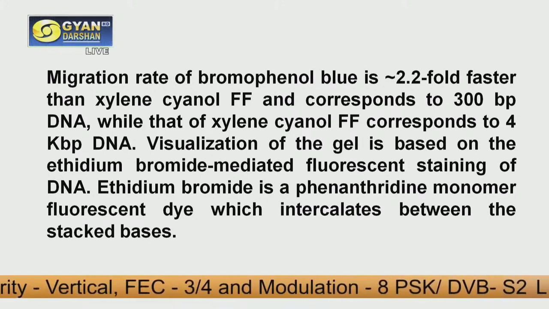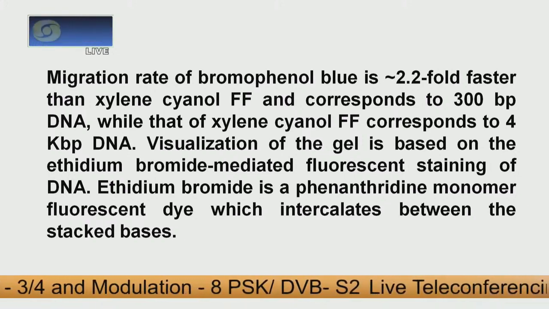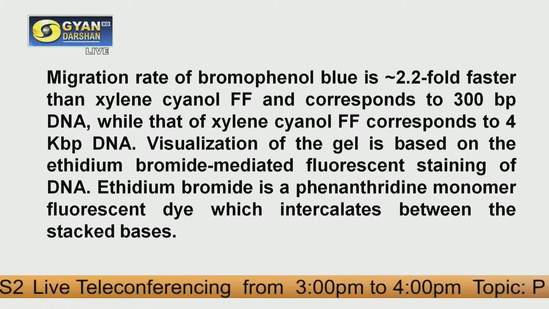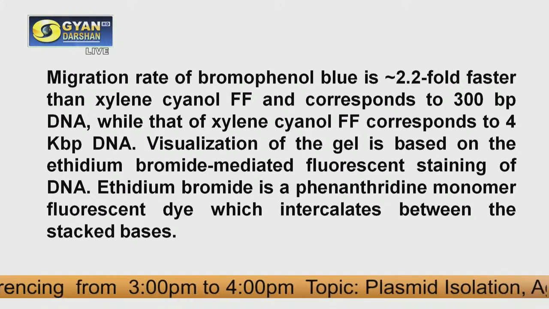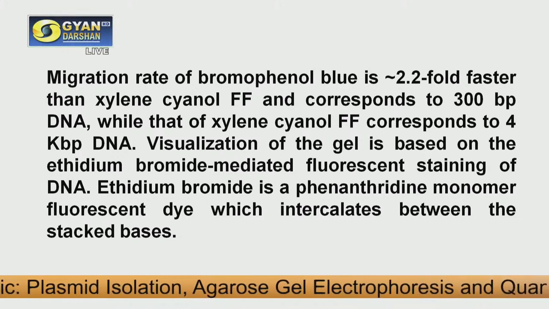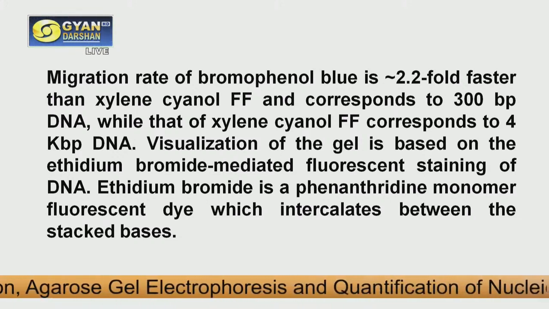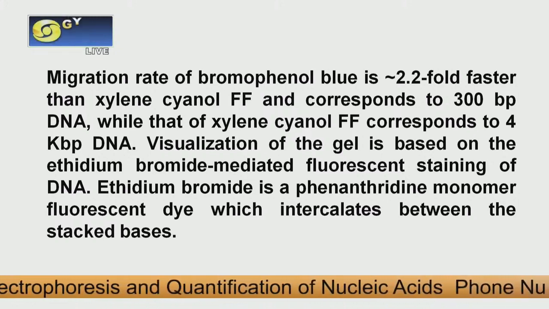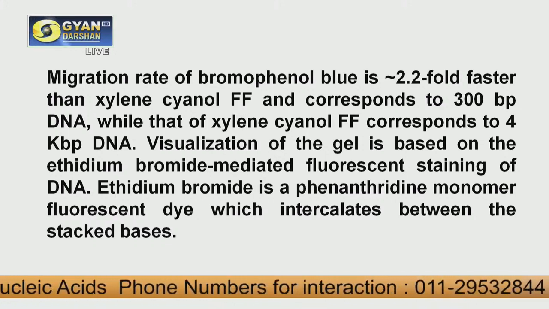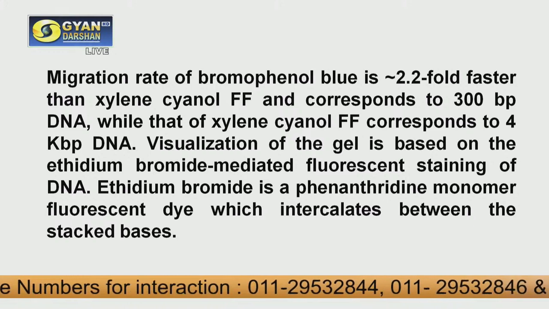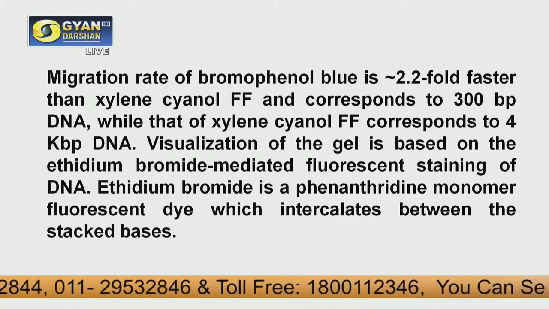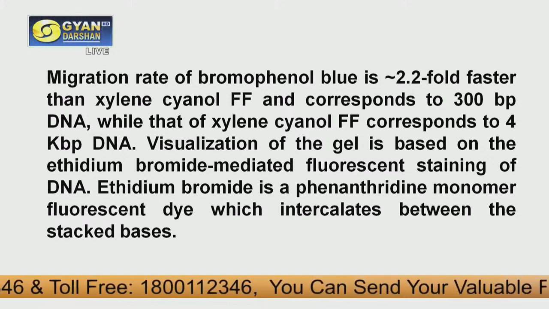That means how long will you run the gel? That will be dictated by the presence of these dyes, because the migration rate of bromophenol blue is 2.2 fold faster than xylene cyanol and corresponds to 300 base pair DNA, while that of xylene cyanol corresponds to 4 kilobase pair DNA. That means where you will find the bromophenol blue will signify more or less 300 base pair DNA. And the region where you will find the xylene cyanol dye within the gel, you will understand that is more or less 4 kilobase pair DNA.